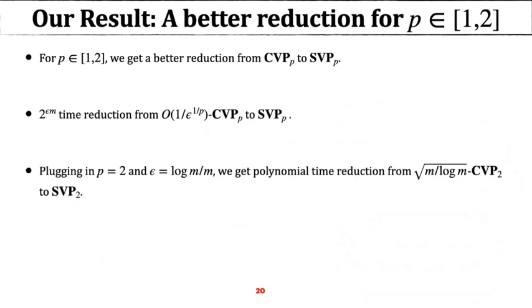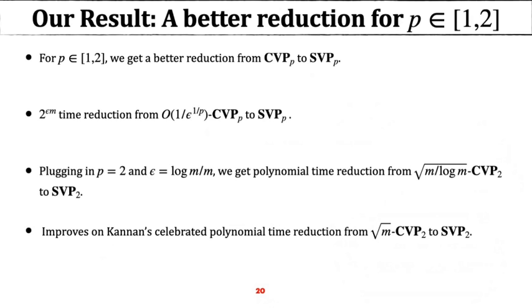As a consequence of this result, when we put p equal to 2 and epsilon equal to log m by m, we get a polynomial time reduction from square root m by log m approximation of CVP in L2 norm to exact SVP2. This is an improvement over Kannan's celebrated result, a polynomial time reduction from square root of m approximation of CVP in L2 norm to SVP in L2 norm. And this result is way different than the original reduction given by Kannan. So this is all about our contribution.